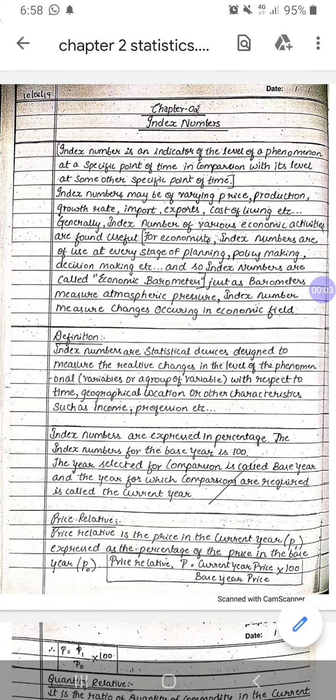Good morning, students. Today we will be seeing second chapter revision. This chapter contains 26 marks. It is an important chapter for us to score marks. In this chapter we will be seeing index number. First, the definition of index number: index number is where the changes are taking place. That one we will be seeing.